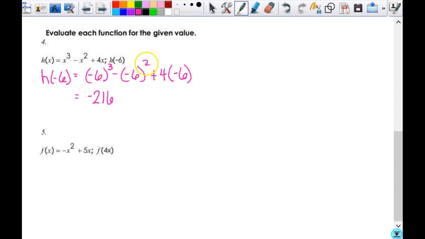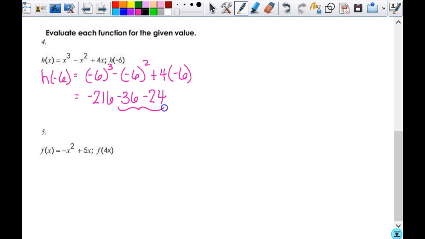-6 squared is +36, but that's -36. And then negative 6 and a positive 4 is a negative 24. Now when you combine these, you can combine them in any order and do whatever makes the most sense to you. First of all, they're all negative, so yes, I'm subtracting, but really I'm just going to add them all together and keep the negative sign.